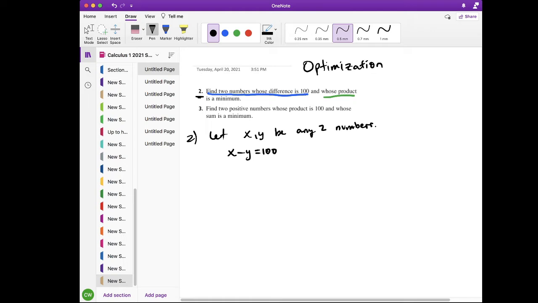So we have a function, product of xy, is equal to xy. Our goal is to minimize it. But we don't really like two variable functions, right? So how could you make this product function into a one variable function? How can I get rid of one of the variables, x or y?